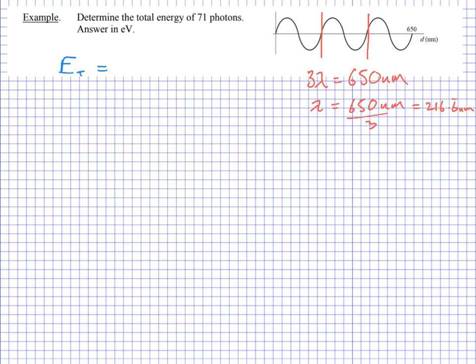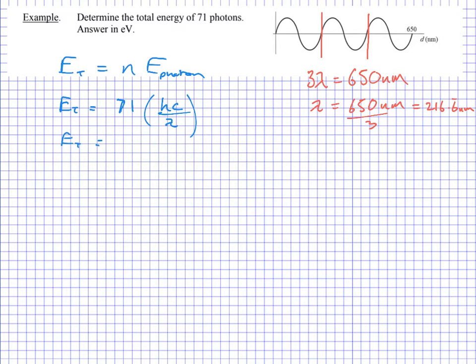What we also know is that we have 71 photons, and we know that the total energy is going to be equal to the energy of a photon times how many photons there are. We're going to call that n, the number of photons. So we can very easily figure out that the total energy is going to be 71, that's how many photons we have, times the energy of the photon, which is hc over lambda.